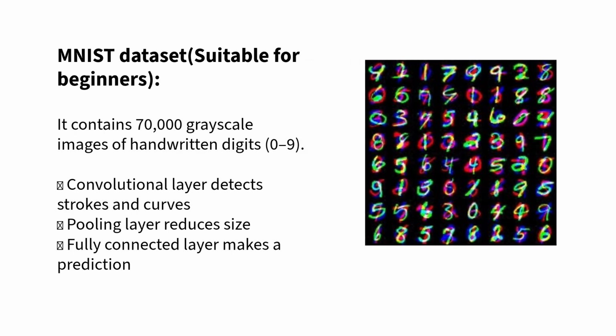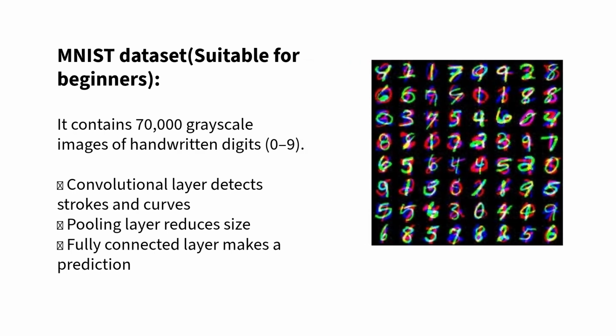Let's see a quick example using the MNIST dataset. It contains 70,000 grayscale images of handwritten digits 0 to 9. We feed a 28 by 28 image into the CNN model. The convolutional layer detects strokes and curves. The pooling layer reduces size. The fully connected layer makes a prediction. The CNN learns to identify the digit based on learned patterns, not memorized pixels.